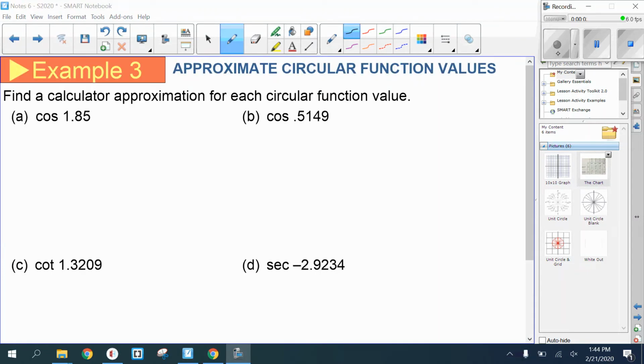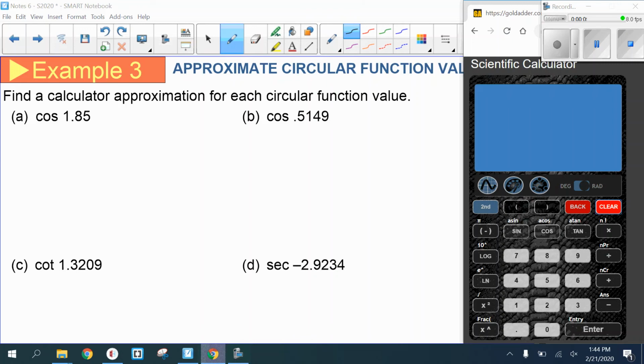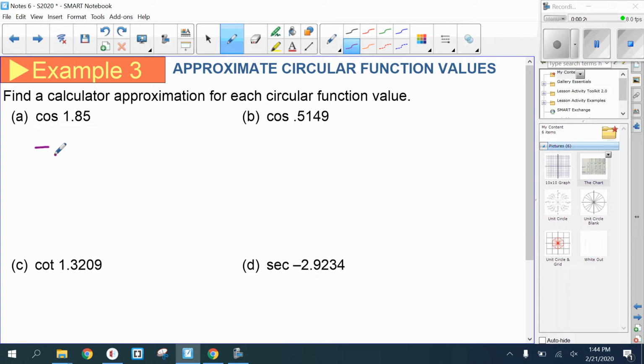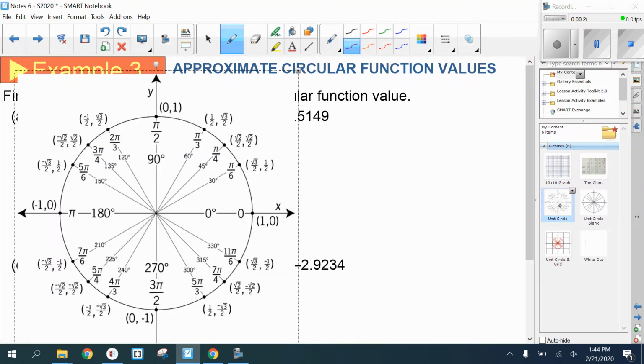Example 3, find a calculator approximation for each circular function value. Cosine 1.85. Well, this is just a calculator question. Just make sure that you are in radians. Cosine 1.85 is negative 0.2756. Okay, very straightforward. But I bet you don't know what that number represents. Let's think about what that number represents before we move on.